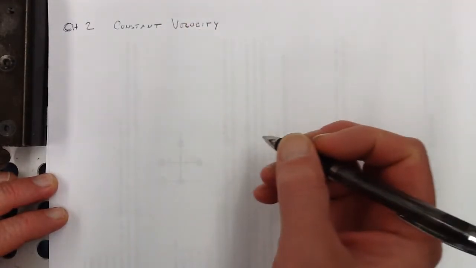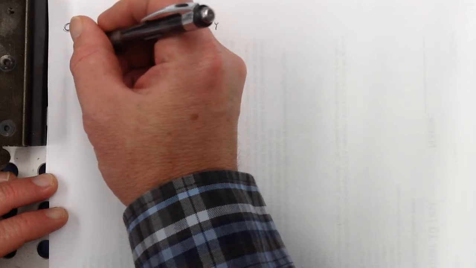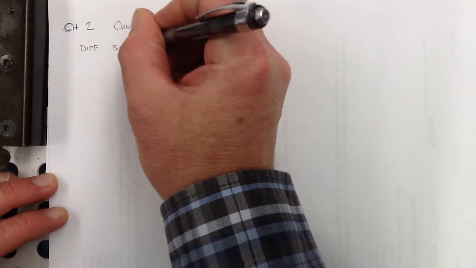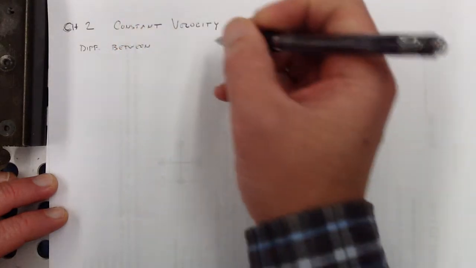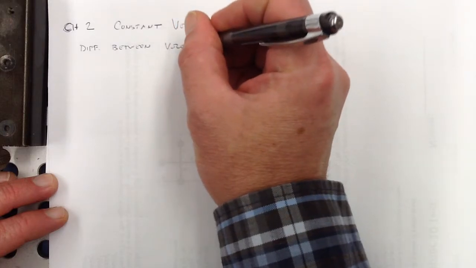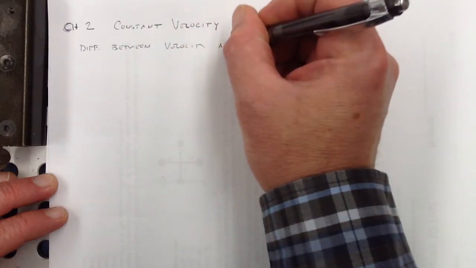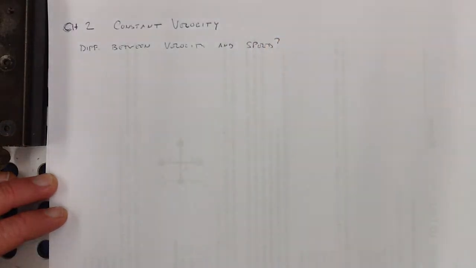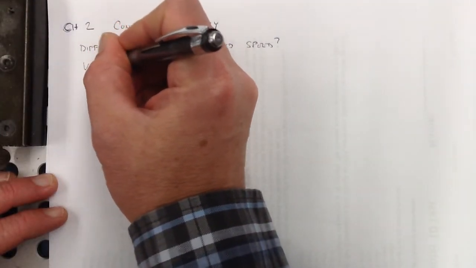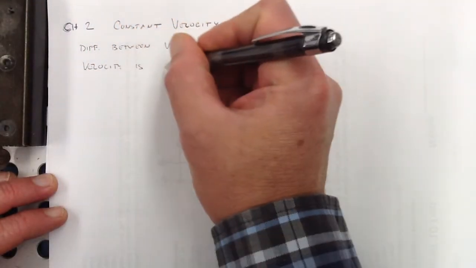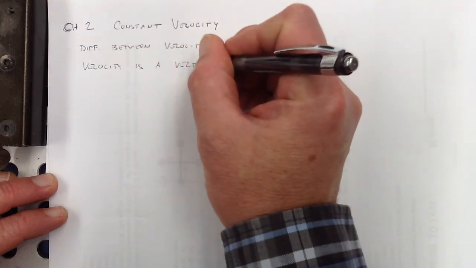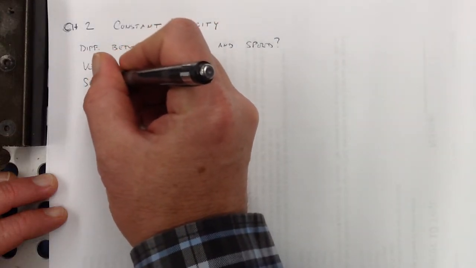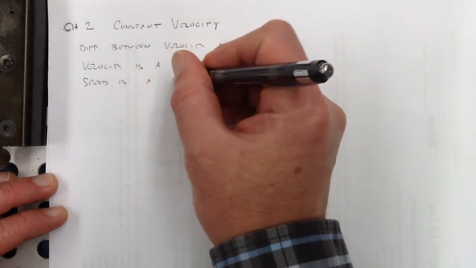So first of all, what's the difference between velocity and speed? Why are we using this fancy word, velocity? Between velocity and speed. Here's the answer. Velocity is a vector, and speed is a scalar.